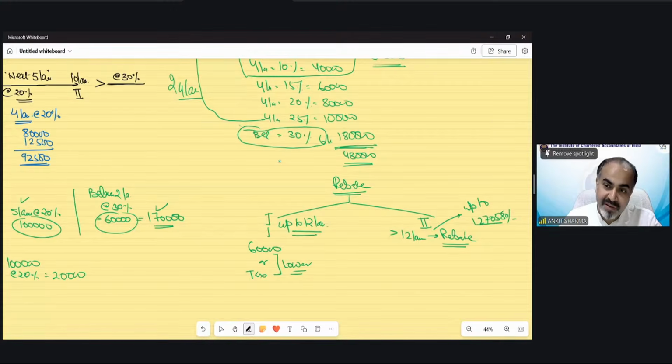This is a specific value you can learn. If your income under the default tax regime is up to 12 lakh, you can claim the rebate up to rupees 60,000. But even if your income exceeds 12 lakh, but is up to 12 lakh 70,580, how we calculate this 12 lakh 70,580, I will explain, but please learn it.